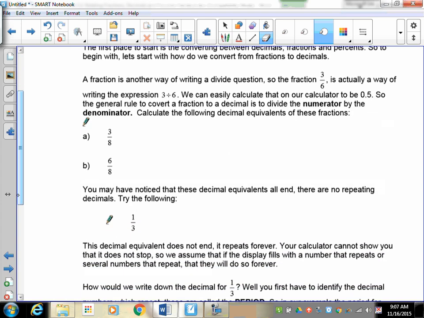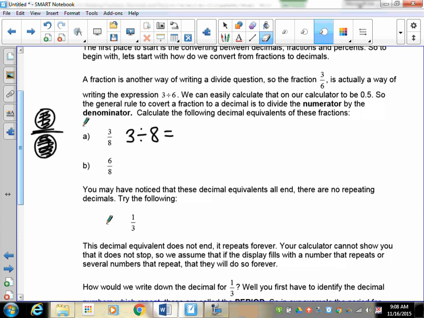I've shown you this in class many times. If I gave you 1 over 2, it's very similar to a divide question. You'll find that the fraction kind of looks like a divide sign in a way. So how do we make it actually become a decimal? Well, you take the numerator and you divide it by the denominator. So for this one, it's going to be 3 divided by 8.